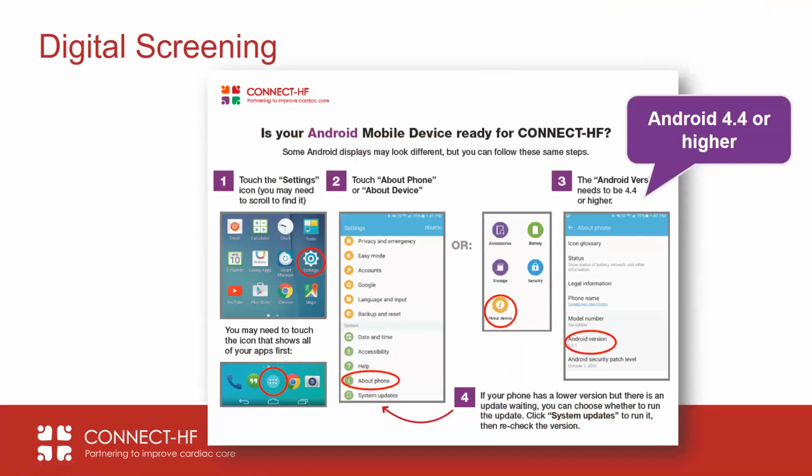If your site is randomized to the digital arm, the study coordinator will ask the patient to check their mobile device to confirm if it has an operating system capable of supporting the HealthStar app. There is an Android version of this screening card. The operating system required for Android is 4.4 or higher.